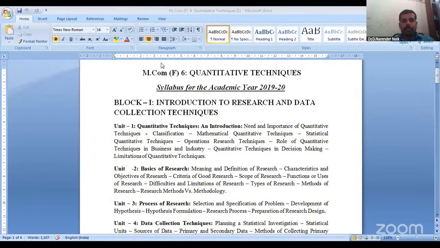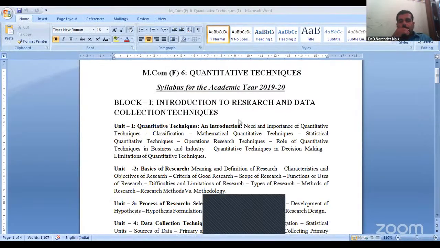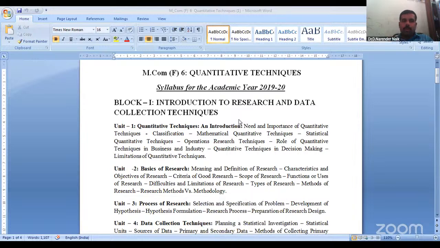So here, quantitative techniques and introduction. So need and importance of quantitative techniques, then classification, mathematical quantitative techniques, statistical quantitative techniques, operation research techniques, role of quantitative techniques in business and industry, quantitative techniques in decision making, and limitations of quantitative techniques. So this is the unit number 1 from the block 1. So this is completely theoretical part.